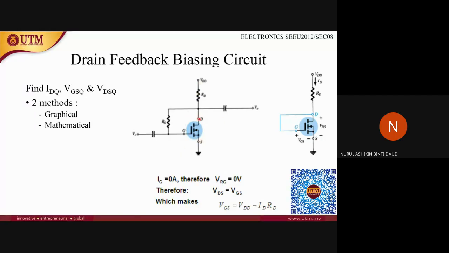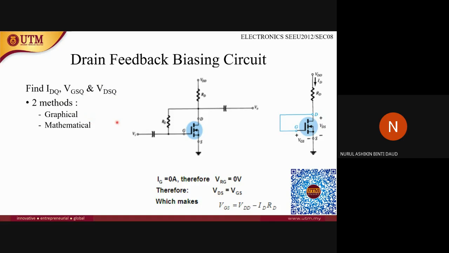They are using the MOSFET, and since the arrow is facing towards the gate, this is the N channel type MOSFET. They ask you to find IDQ, the drain current at the Q point, VGSQ, the potential between gate and source at the Q point, and VDSQ, the potential between drain and source at the Q point. There are two methods that can be used, either the graphical method or the mathematical method. Mathematical is the calculation method, and the graphical method is based on a graph.